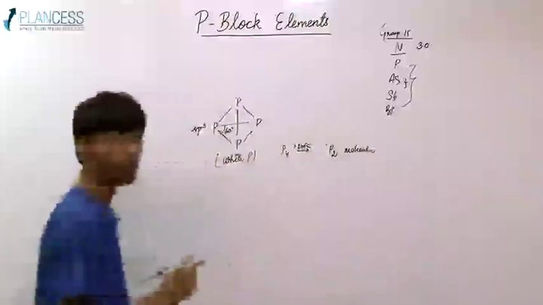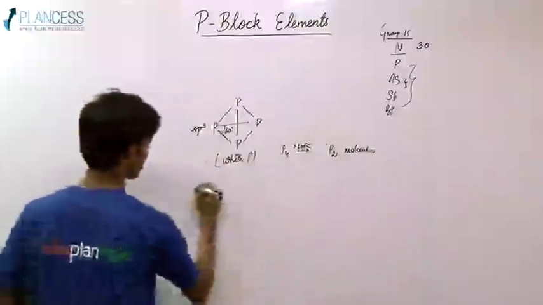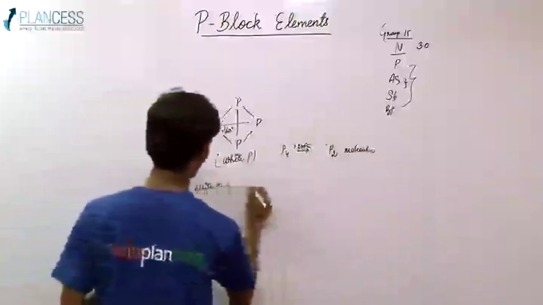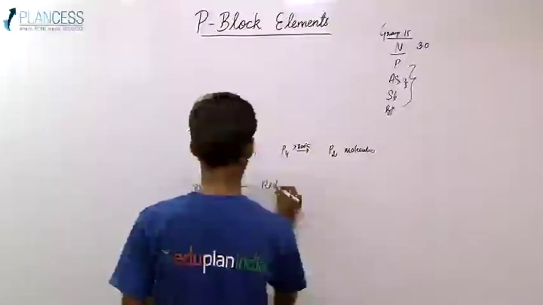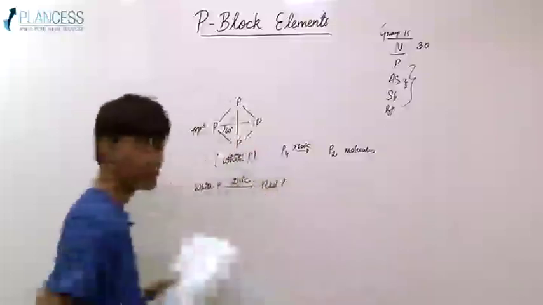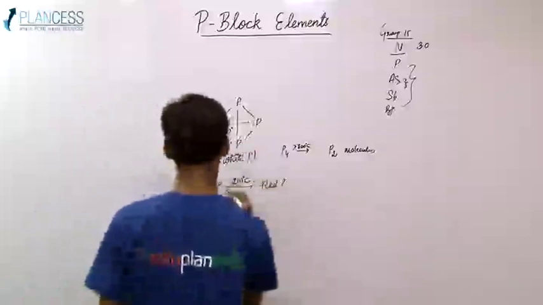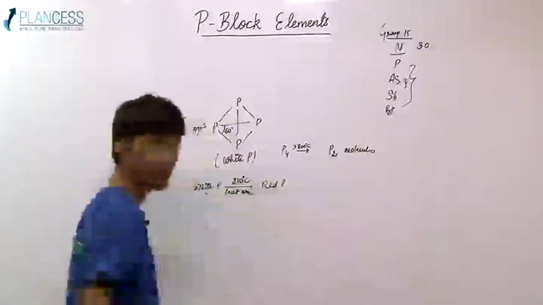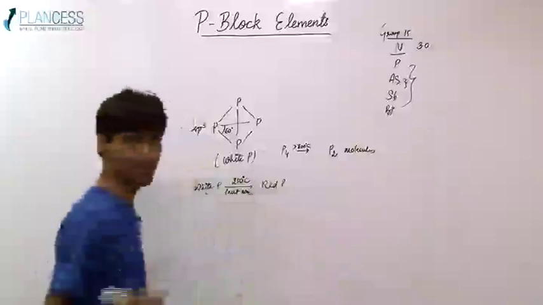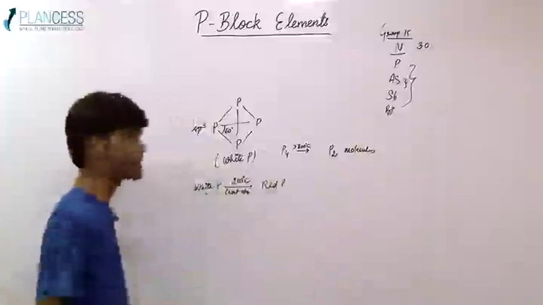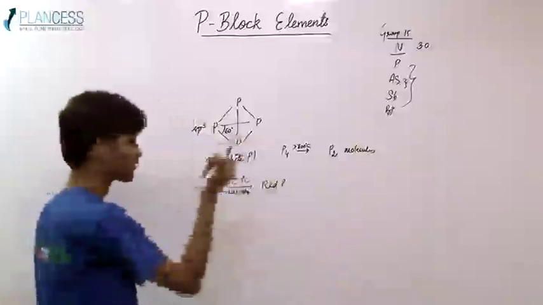Now the conversion of white phosphorus to red phosphorus is a very interesting conversion. White phosphorus converts into red phosphorus if it is heated to about 250 degrees centigrade. It requires an inert atmosphere of N2 gas or CO2 gas, and iodine as a catalyst. So at a temperature of 250 degrees centigrade, white phosphorus converts into red phosphorus.